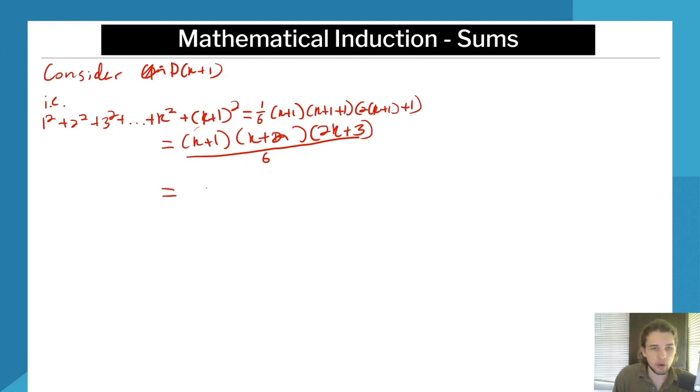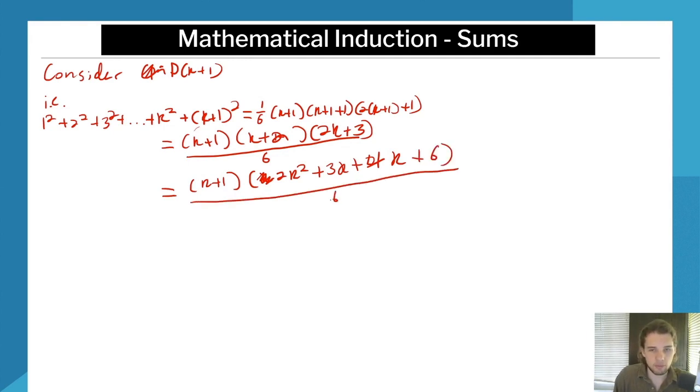Now I want to keep the k plus 1, but expand these brackets on the right here. Say 2k squared, so that's k times 2k, plus 3k, plus 2 times 2k, so that's 4k, plus 2 times 3, which is 6, all over 6. And I'm going to simplify it a little bit: (k plus 1)(2k squared plus 7k plus 6) all over 6.